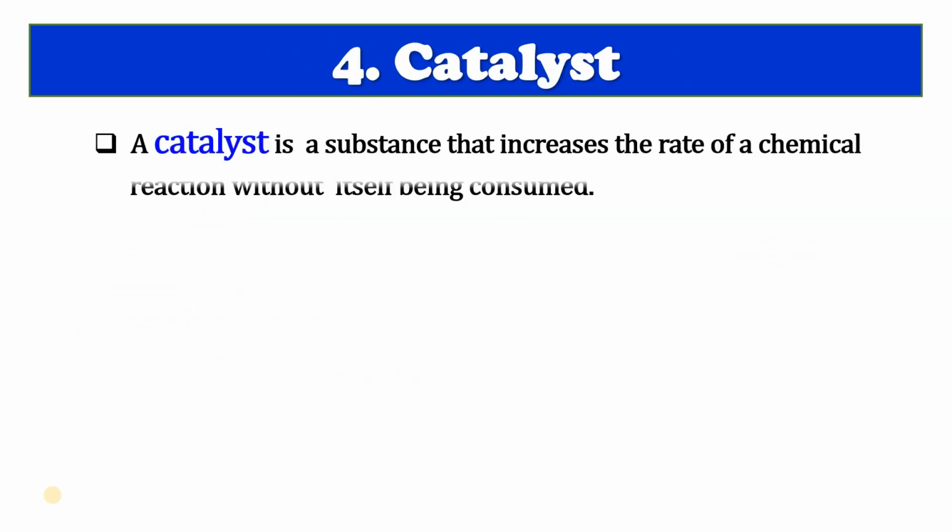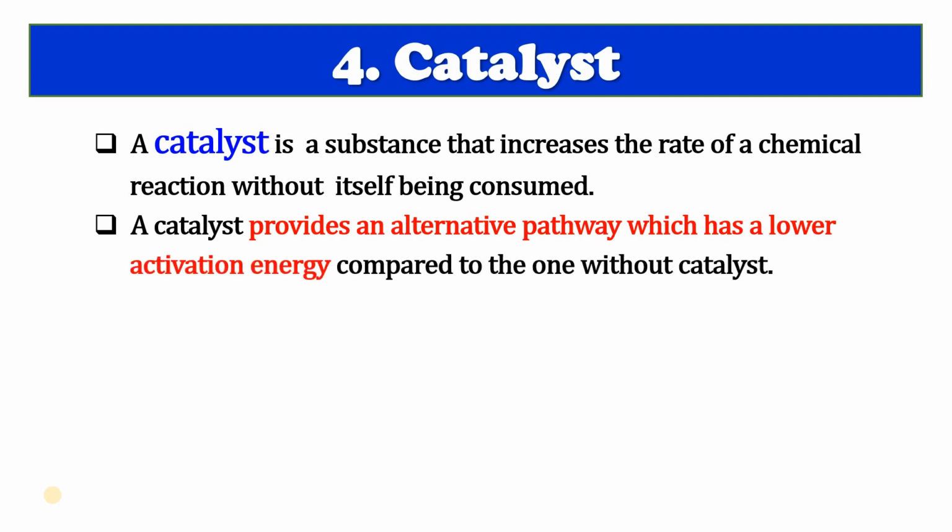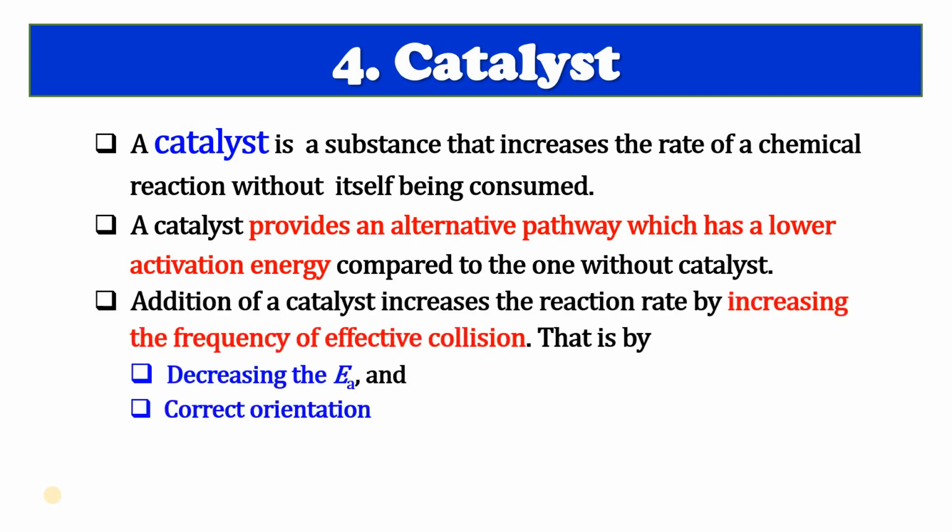The fourth one is catalyst. Definition for catalyst: a substance that increases the rate of chemical reaction without itself being consumed. A catalyst provides an alternative pathway which has a lower activation energy compared to the one without catalyst. Addition of a catalyst increases the reaction rate by increasing the frequency of effective collision, that is by decreasing the value of EA and correct orientation.